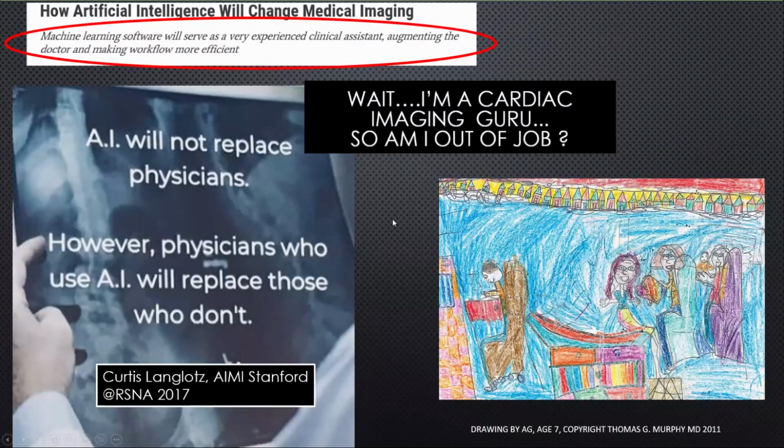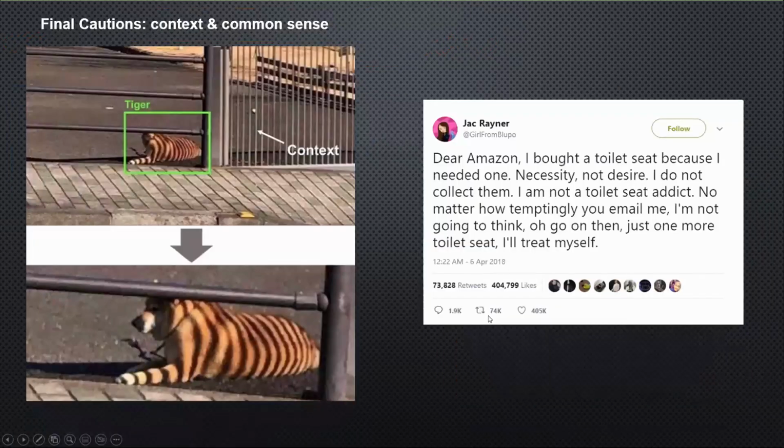Not really. We're going to use AI to augment our reads, facilitate our reads, so that we can spend more time with this chair turned around, spent with our patient, rather than tapping away at the computer. So final cautions. AI is great, but it does lack context, and humans bring context. Clearly, this image is not a tiger. It's a dog against some rails in the sunlight.